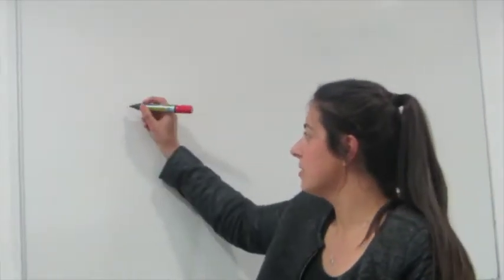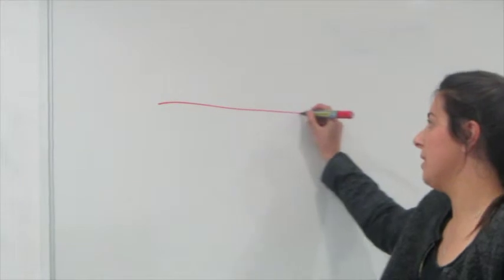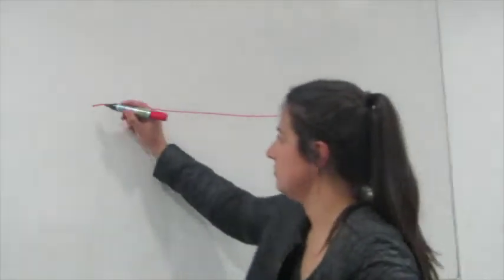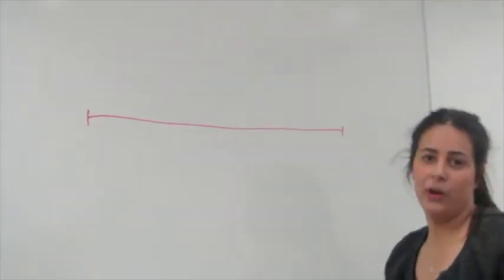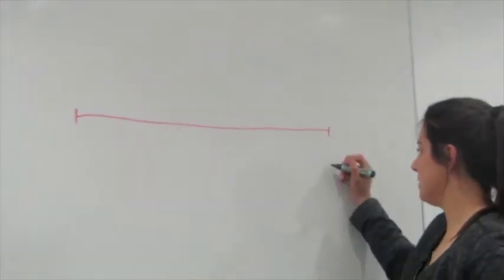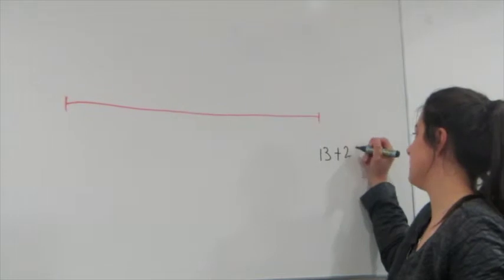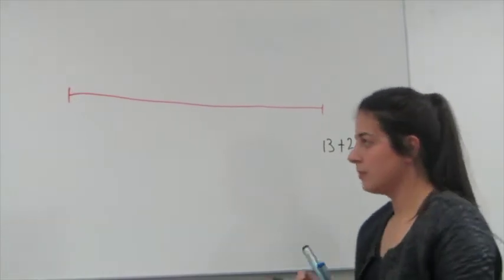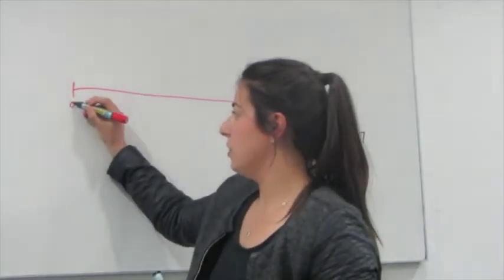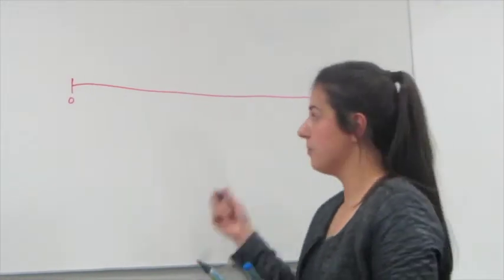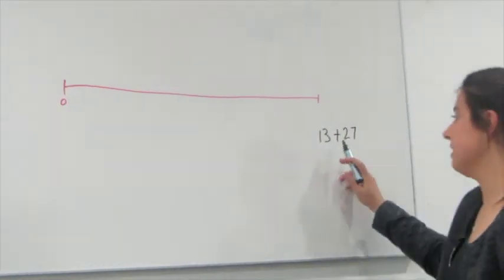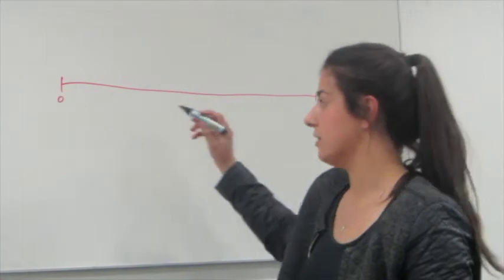The way this can be done on a number line is as follows. First thing we want to do is draw up our number line. Then we want to know our equation. Our equation for today is going to be 13 plus 27. At the start of the number line, we know it's 0. We want to first get to 13 and then make our way to 27.